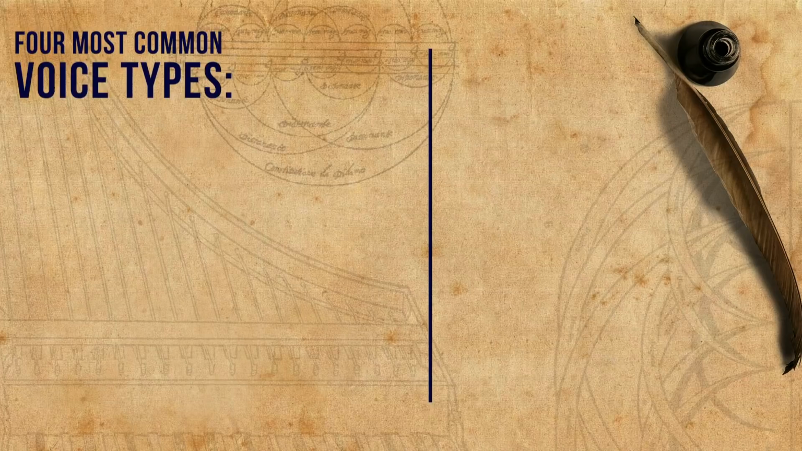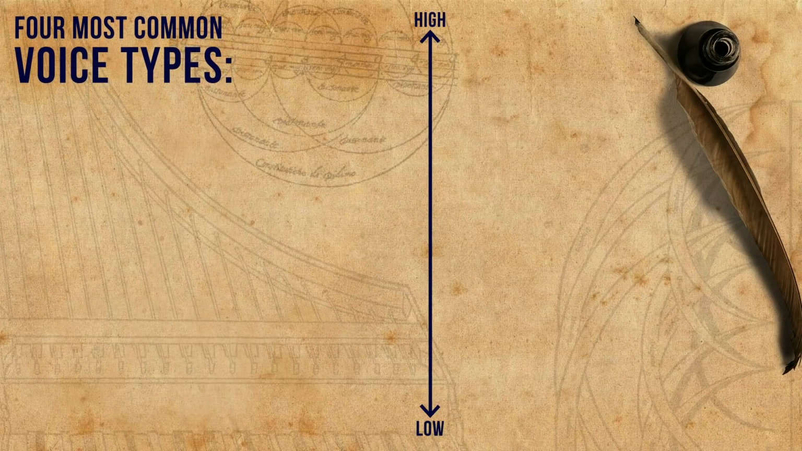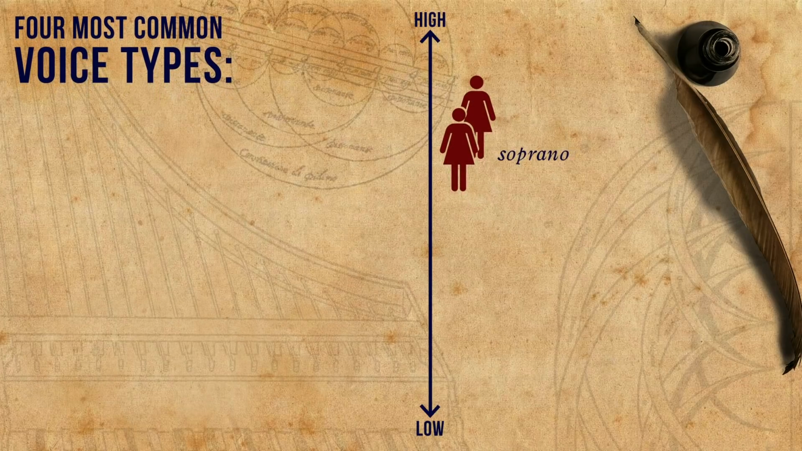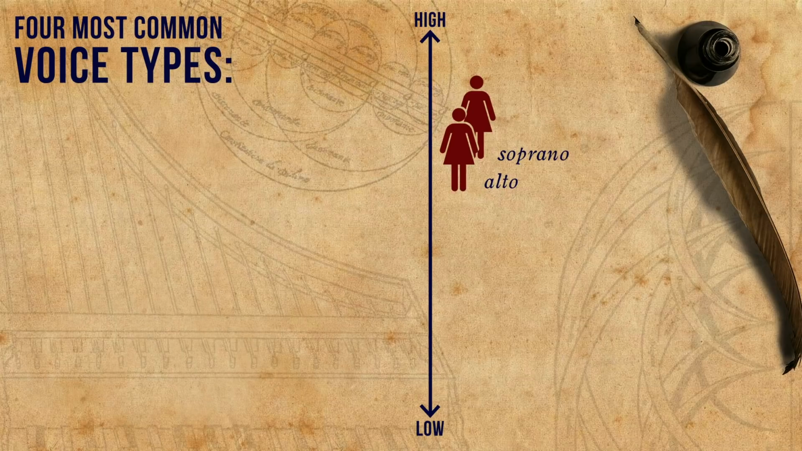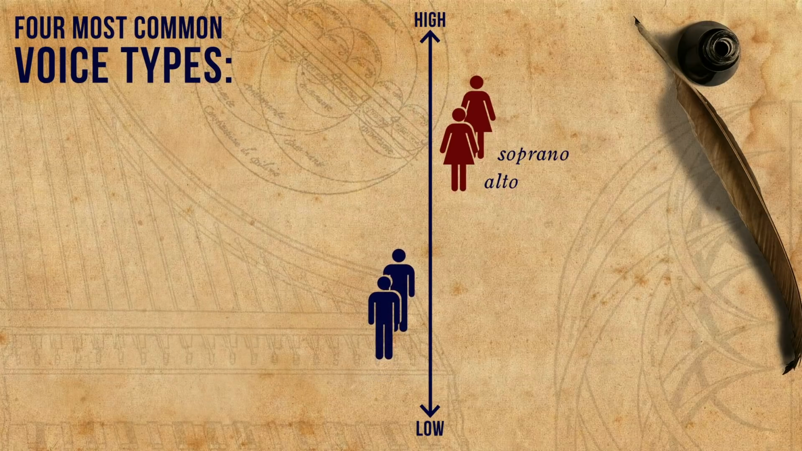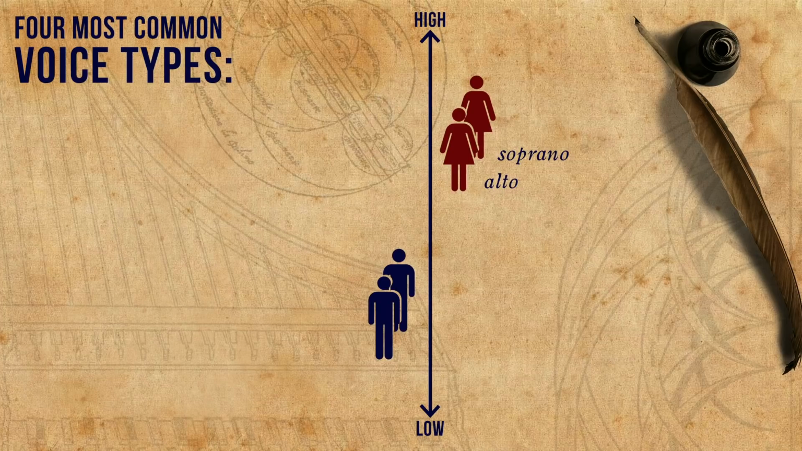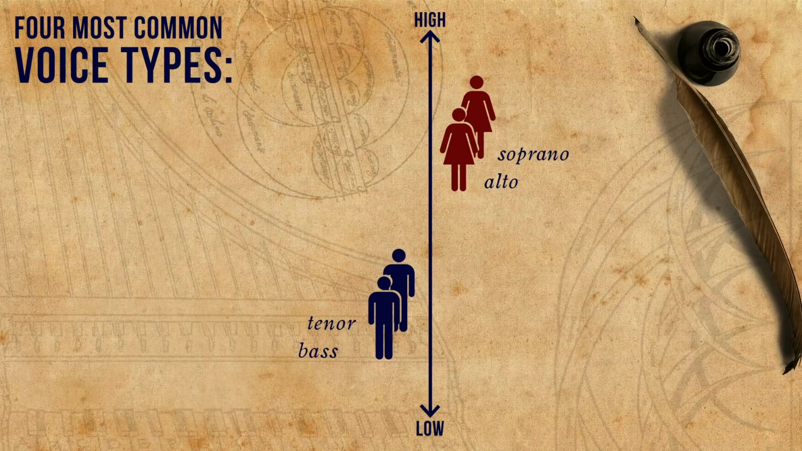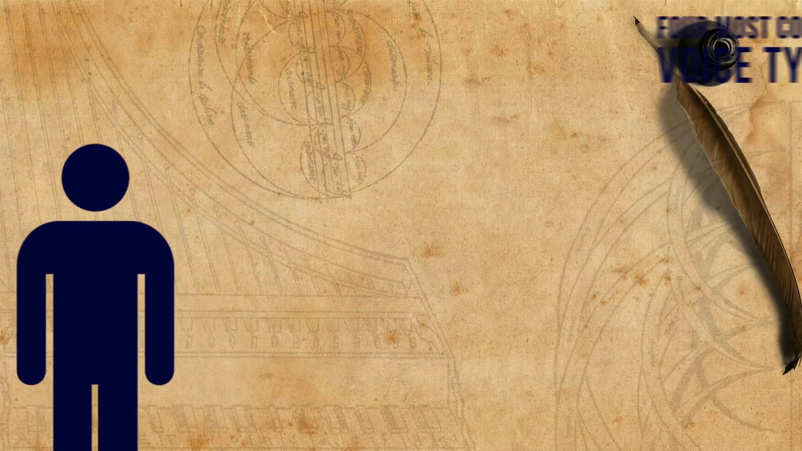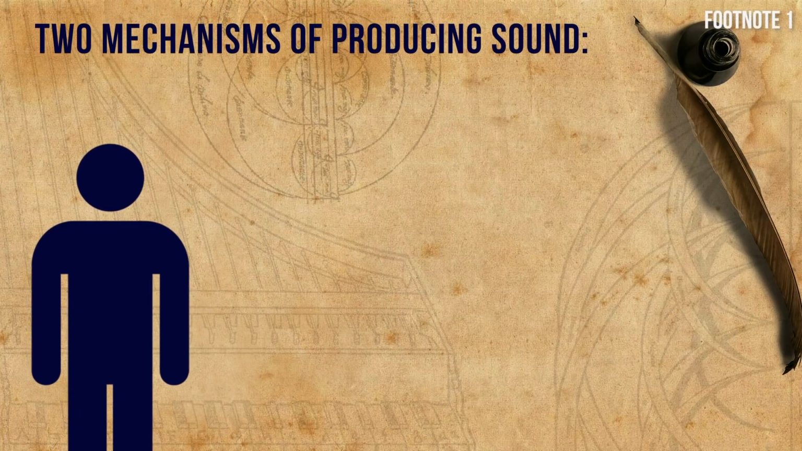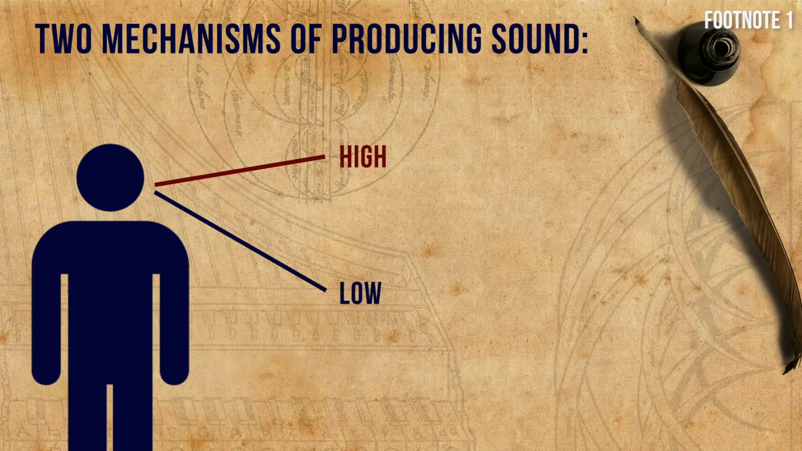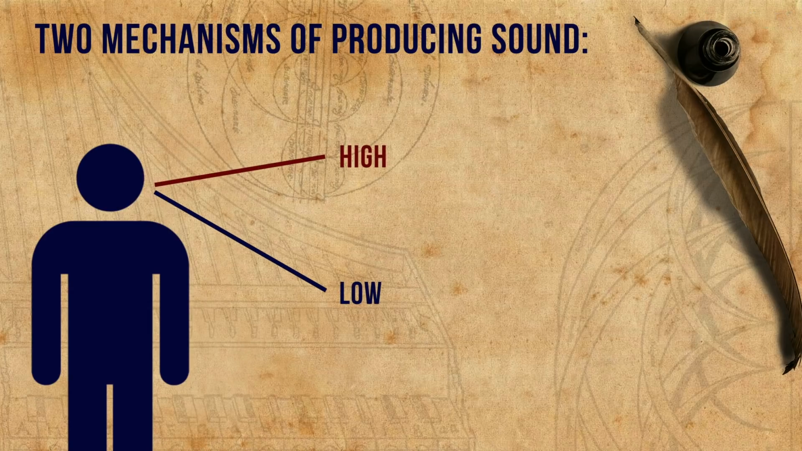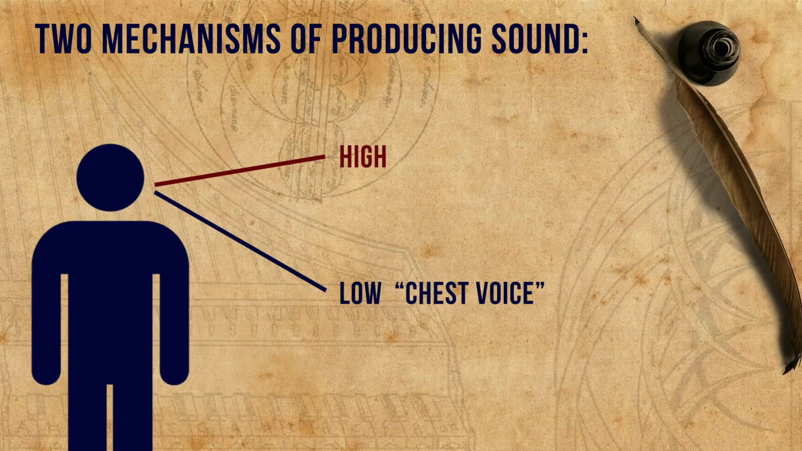Let's start. Nowadays, the 4 most common voice types are as follows: 2 female, 1 high and 1 low, soprano and alto, and 2 male, which are roughly 1 octave lower than female voices, also 1 high and 1 low, tenor and bass. Every healthy voice is capable of producing sounds using broadly 2 mechanisms, a low one and a high one. The lower one is often called chest voice, and is typically the voice we use when speaking.